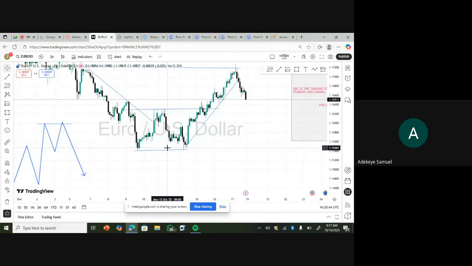Now, here the market was down before, because of this change of character. Change of character means when the market wants to change from uptrend to downtrend, or from downtrend to uptrend. And now here we have a double bottom. Double bottom simply means when you see a market touch a zone twice, right? We have double bottoms here. This is a double bottom pattern.